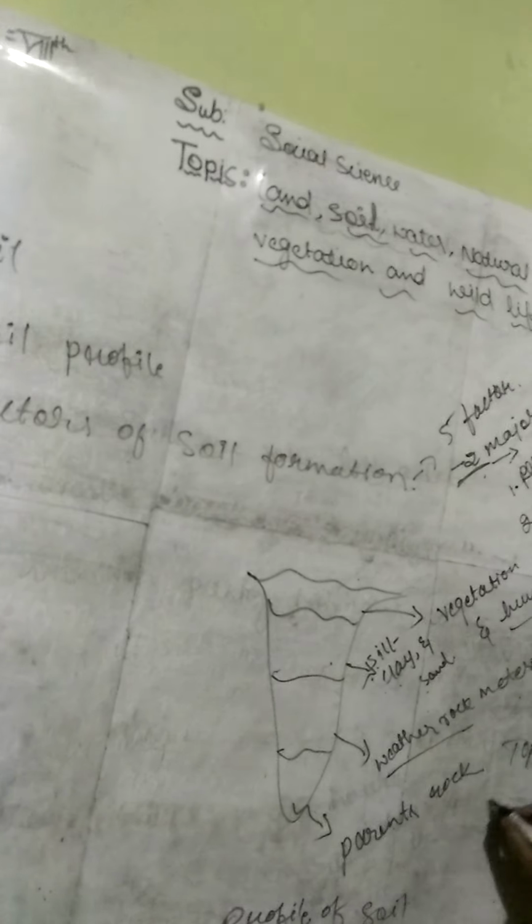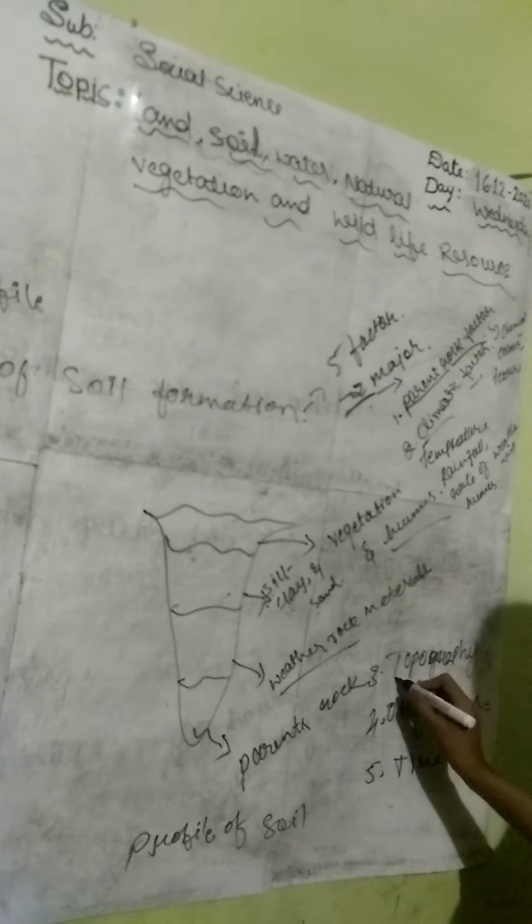What about the other three factors? The other three are topography, the role of organic material, and time. Topography is the third, organic material the fourth, and time the fifth, because we already talked about the two major factors.